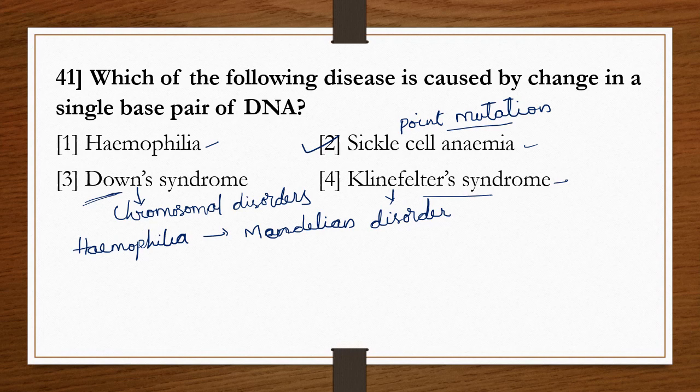So the only one is a change in a single base pair. Change in gene or DNA is called mutation. So mutation leads to causing sickle cell anemia. So option 2 is correct.